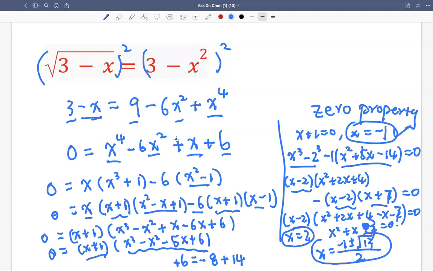Well, let's see x equals 2. Is x equals 2 a solution? 2 squared is 4. 3 minus 4 is a negative number, but a square root cannot be a negative number in the real number system. So we reject this one. And this one, negative 1 plus radical 13 over 2, if we square this, yeah, that should be a solution, right? I leave this for you to check, all right?